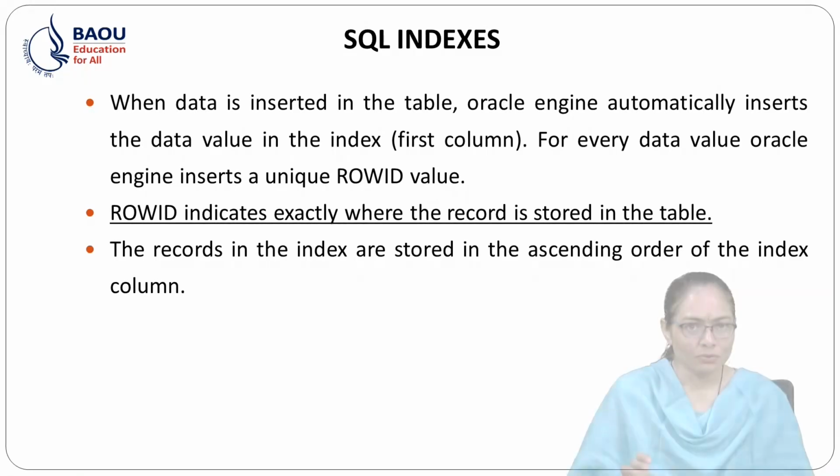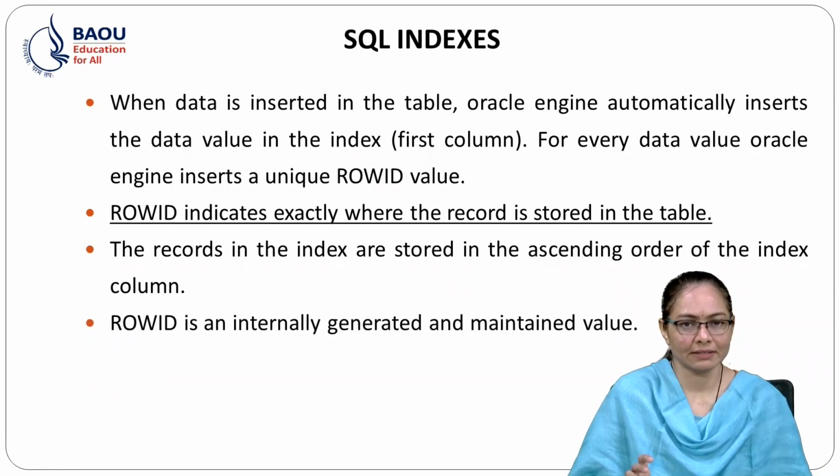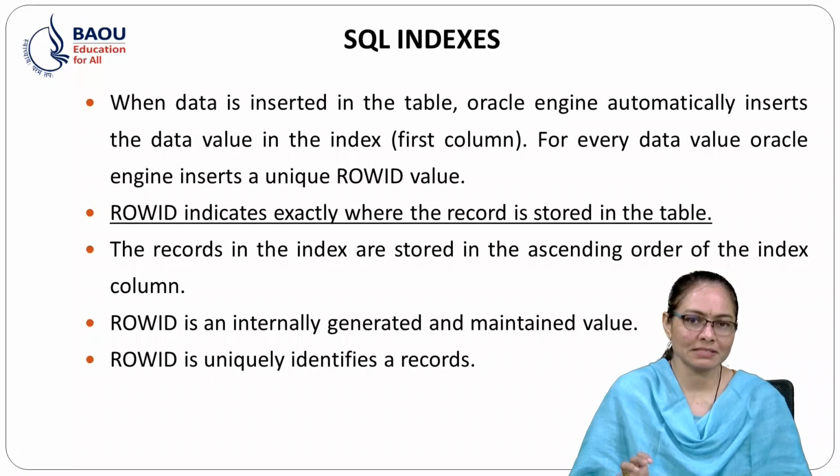The Oracle engine uses the index for a search if the index is created on the column which is used in a where clause. You can retrieve each row's address using the reserved word ROWID as a column name. For example, select rowid, roll number from student. Row ID is internally generated and maintained. We cannot create a row ID on our own. It is automatically created when the index is created on the table. The row ID uniquely identifies the records.